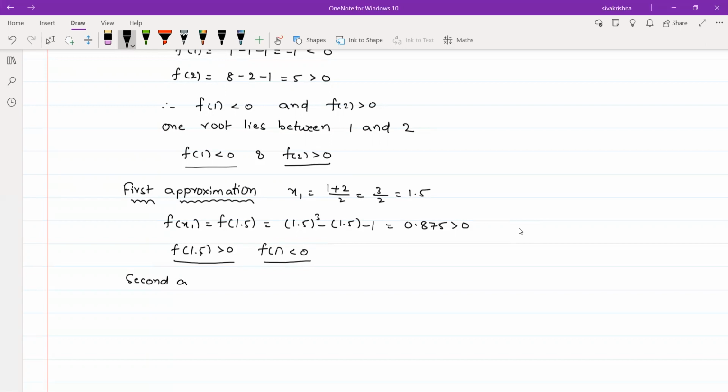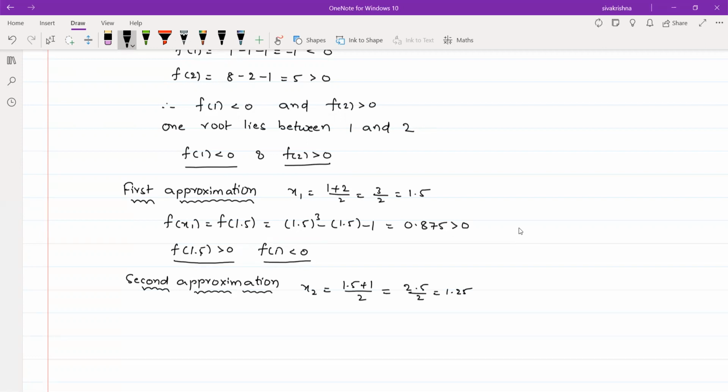So coming to the second approximation, the second approximation is nothing but x2. So x2 can be calculated by the average of those two opposite signs, the average of the numbers of the two opposite signs. So it means 1.5 plus 1 by 2. So this is equal to 2.5 by 2, and 2.5 by 2 is nothing but 1.25.